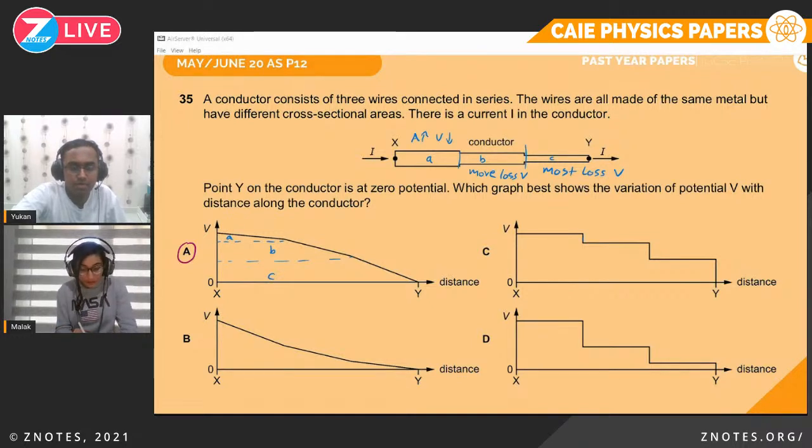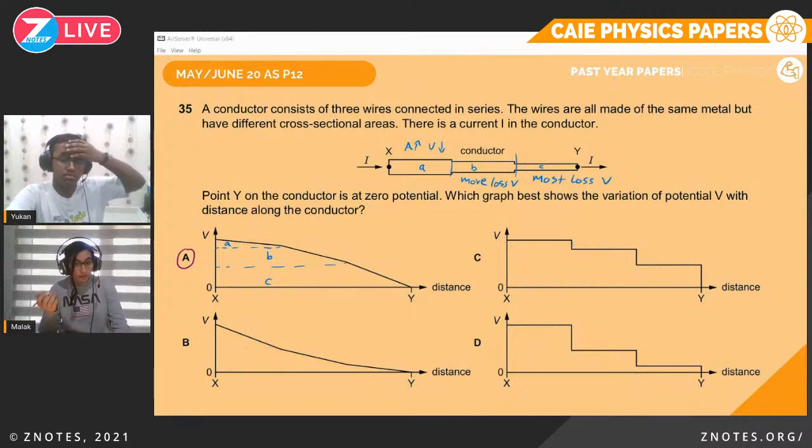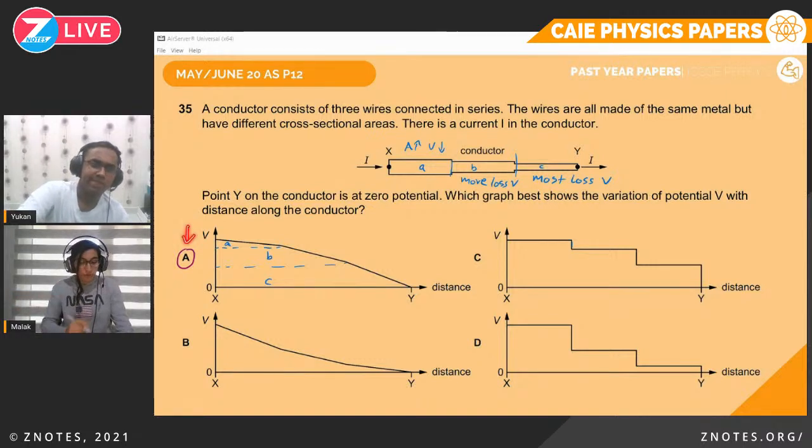It's losing potential difference, losing potential in area A, then losing more potential in area B, and the most in area C. When we get to B, it's losing the most in area A, if you could see here, then loses less in area B, and loses the least in area C, which is incorrect. As for C and D, there is no loss while it's in area A, but then suddenly there's a loss, as if it suddenly lost all the PD here. No, it loses the PD gradually as it's moving across the conductor. So A is the most suitable.